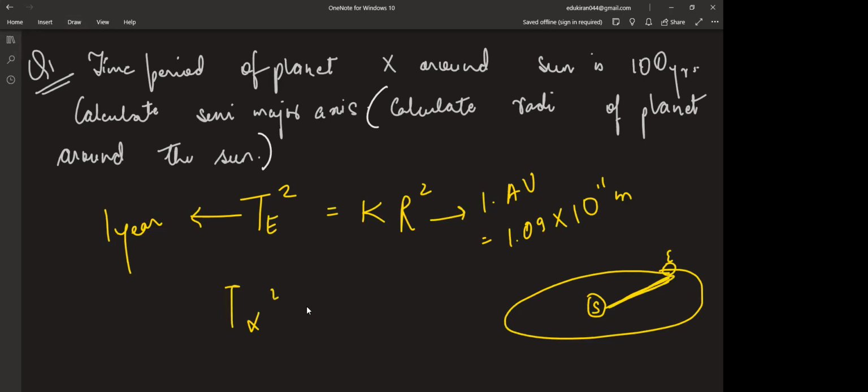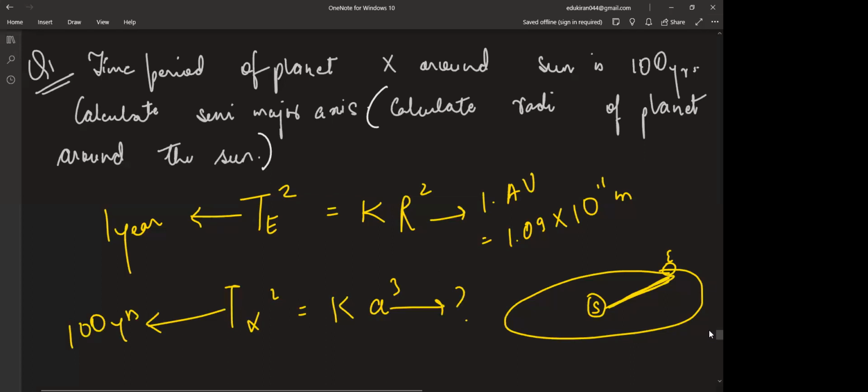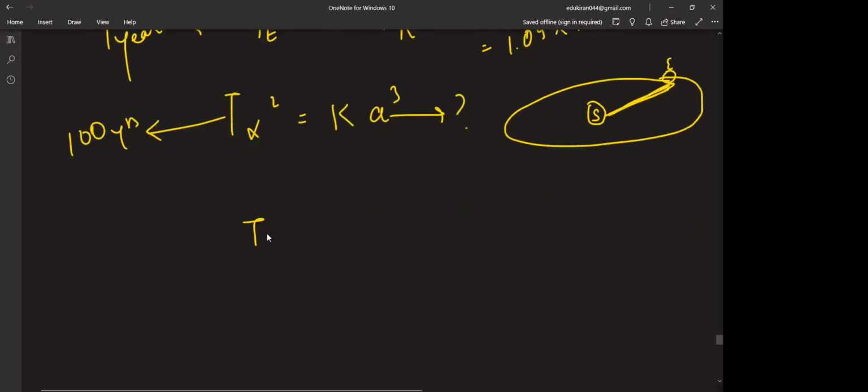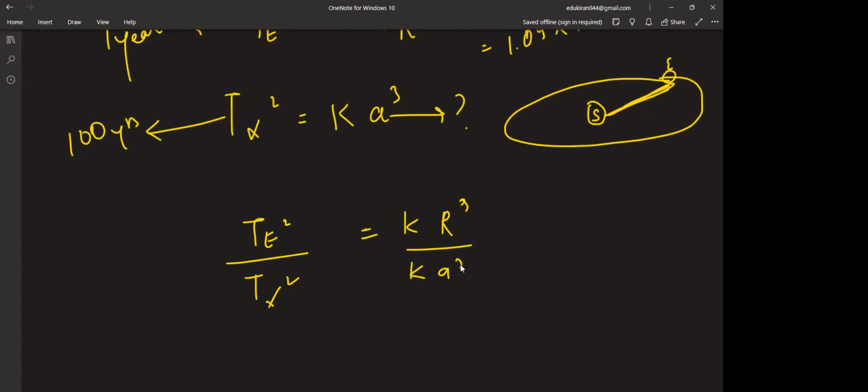So this T_X square will also be equal to K a cube. Now the time period for this planet X is given as 100 years, and this a is missing. So we can take the ratio of both the quantities. If you take the ratio of both the quantities, you will get T_E square by T_X square is equal to K R cube by K a cube. K will be cancelled.